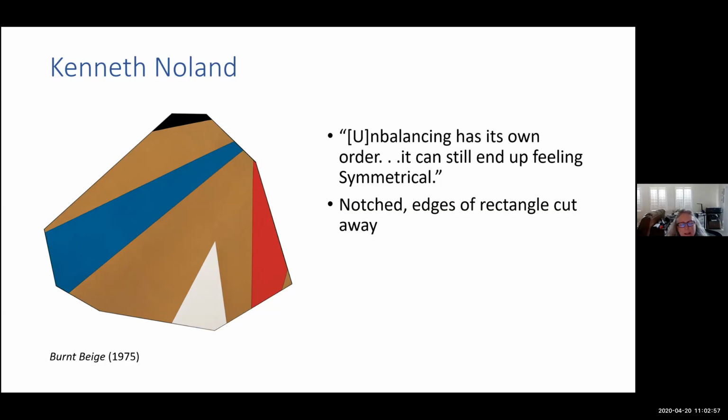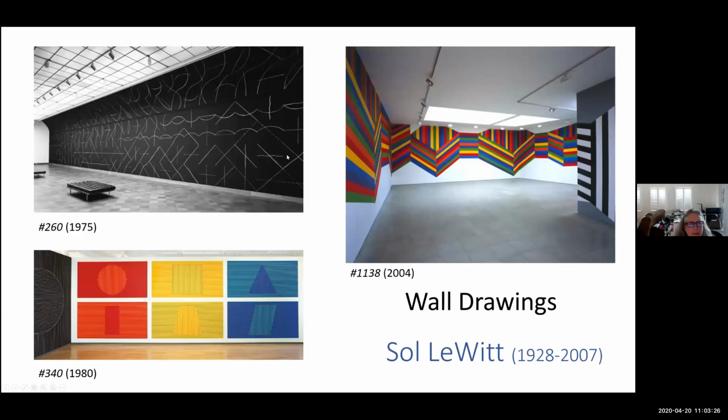There's nothing symmetrical about this. But somehow it feels balanced and symmetrical in the way that he has shaped the canvas and applied the different colors. And he called this notching the canvas. Even though I'm sure it's not a square canvas that he notched. I'm sure it had to have been constructed this way, but this is how he envisioned it, as a rectangle that has been cut away. So let's just real quickly, we're going to look at a few other people here.